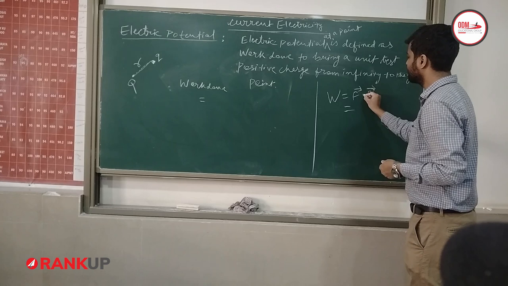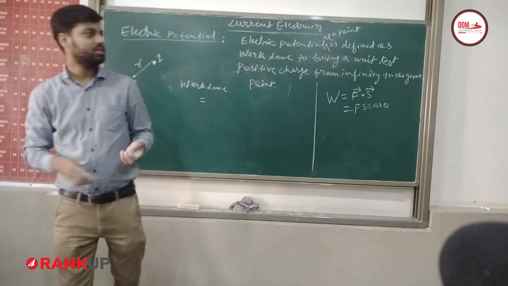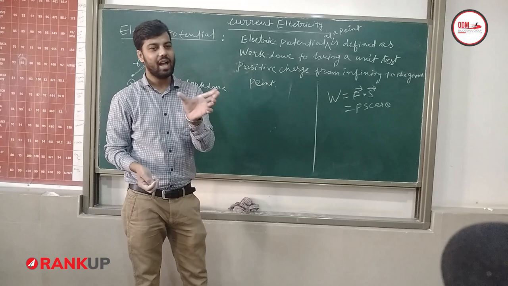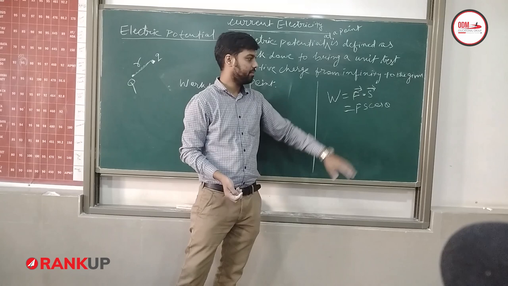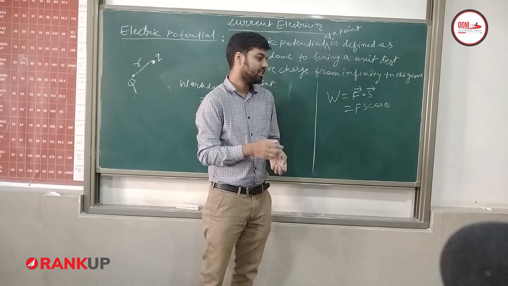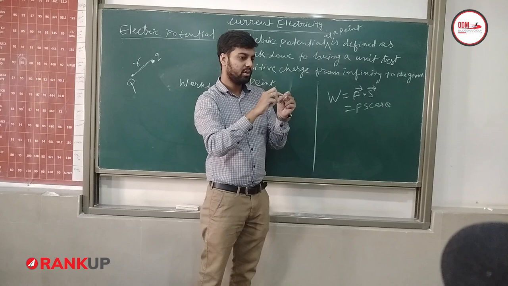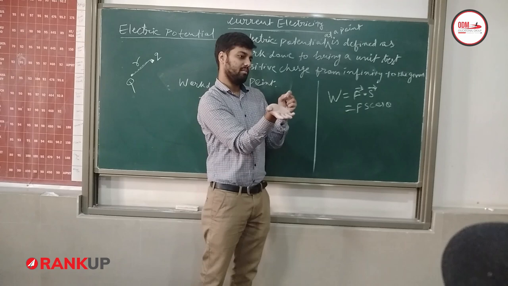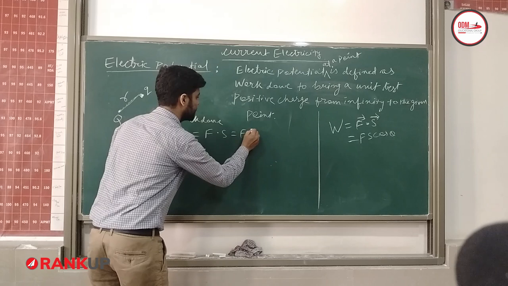This can be written as F S cos theta. You might have heard that the cross product A cross B can be written as AB sin theta, the magnitude of A into the magnitude of B into the angle between them. The dot product A dot B is the magnitude of A into the magnitude of B into cos theta. Similarly, F dot S can be written as F S cos theta, which means force into displacement in the direction of force. If force and displacement are at an angle, we take the component of force acting in the direction of displacement, or the component of displacement in the direction of force. So we take the dot product for that. So work done is equal to F dot S, meaning F S cos theta.